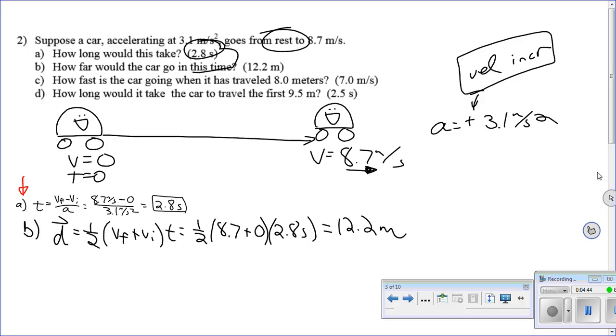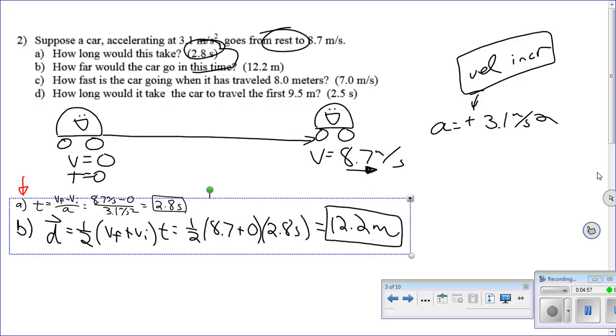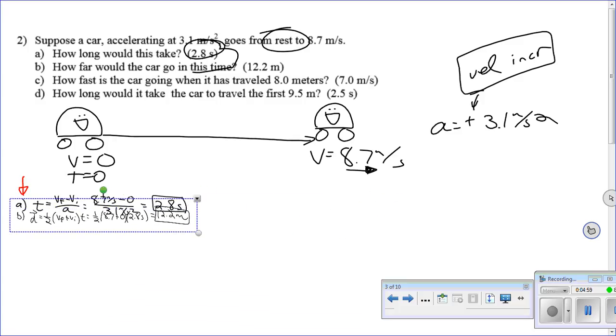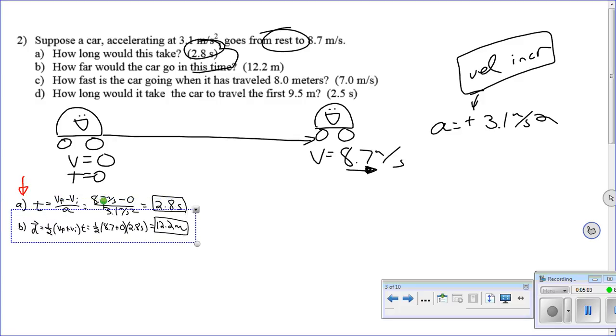Okay, so that one is just kind of a plug and chug deal, all right? The important thing there is that I did pause and think about my time interval, right? I didn't just dive in blindly and go, oh, the time is 2.8 seconds. The problem very specifically says "in this time interval," indicating that it means the same time interval that we had been talking about previously. Now, in part C, this is where people always get tangled up.